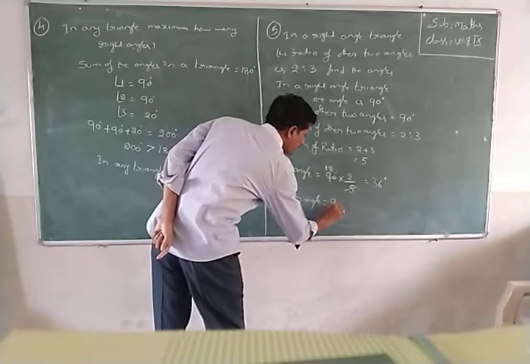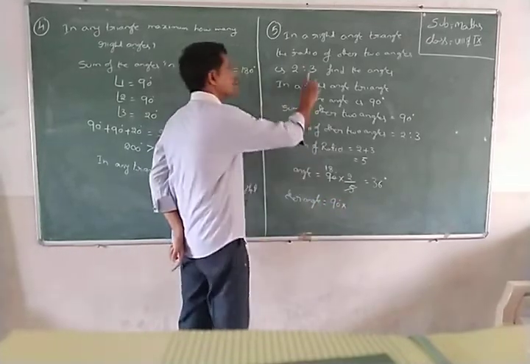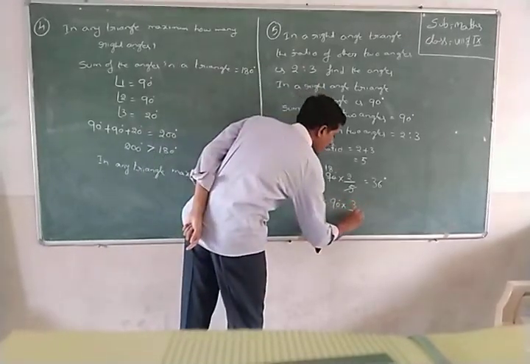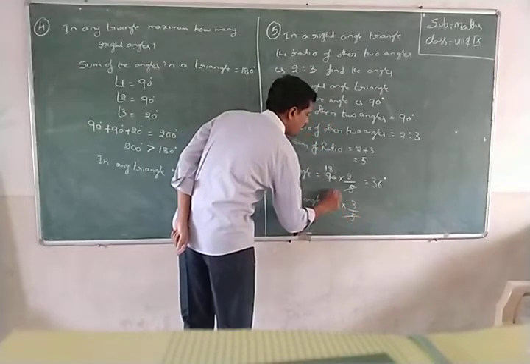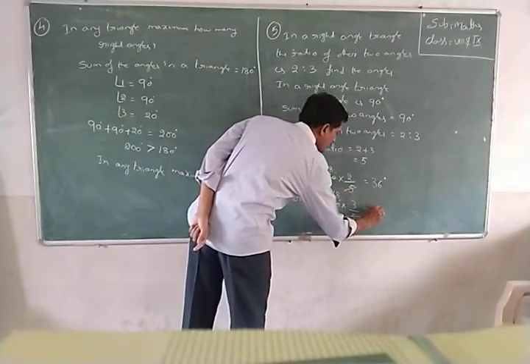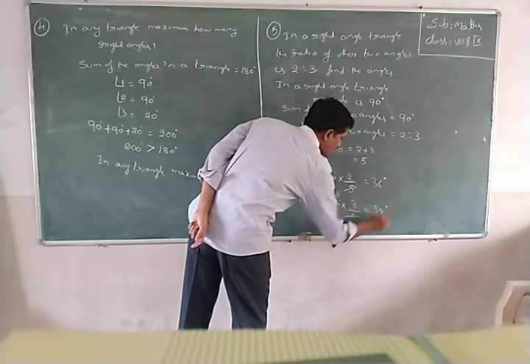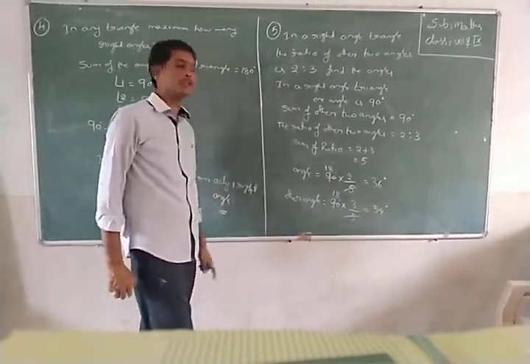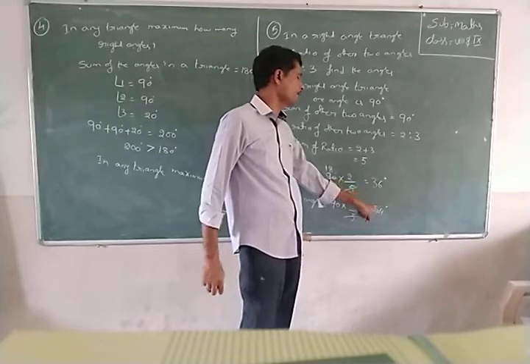Next, the second angle, the other angle: 90 into 3 by 5, that is 18 times 3, that is 54 degrees. Therefore, the other two angles are 36 degrees and 54 degrees.